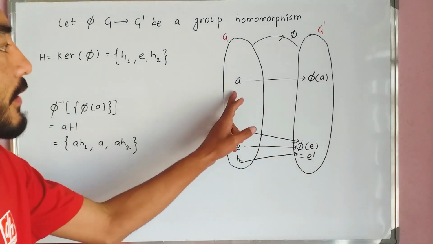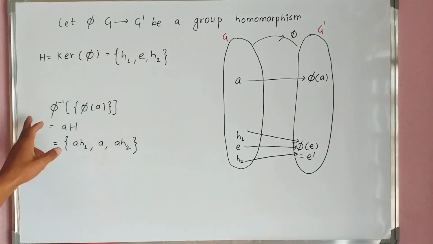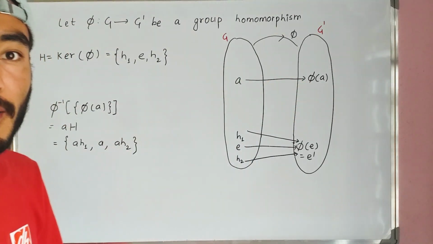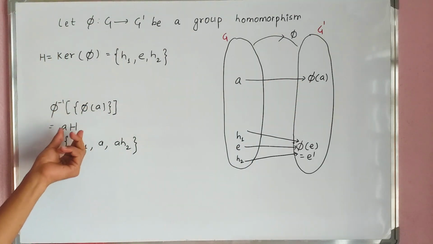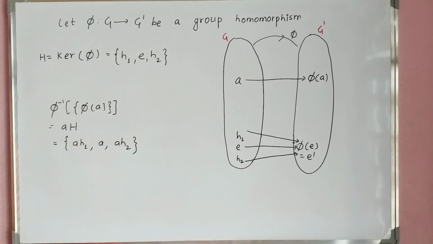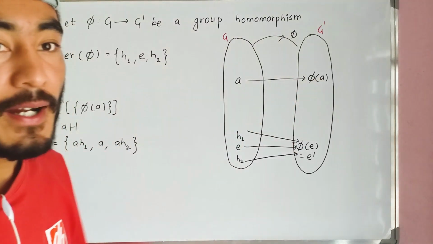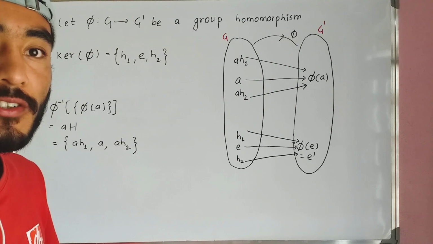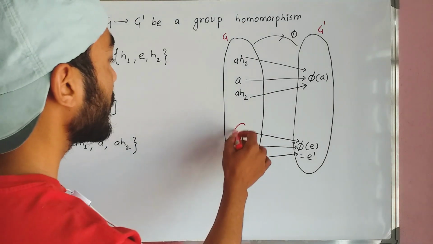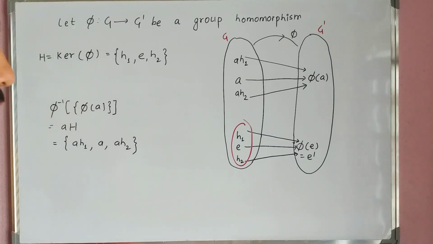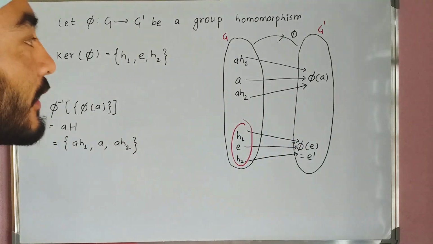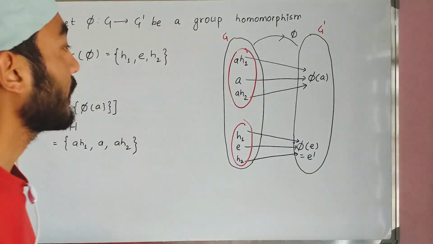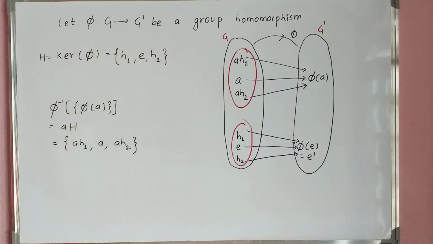Now we know a maps to φ(a), so φ⁻¹(φ(a)) are those elements of G that map to φ(a), and by the theorem φ⁻¹(φ(a)) equals aH, which equals this set. So the elements of G that map to φ(a) are these elements ah1, a and ah2 by the theorem. So what this theorem means is that if these are the elements that map to φ(e), that is, if these are the kernel of φ, then the elements of G that map to φ(a) are these elements, that is the set aH, and that equals the set Ha.